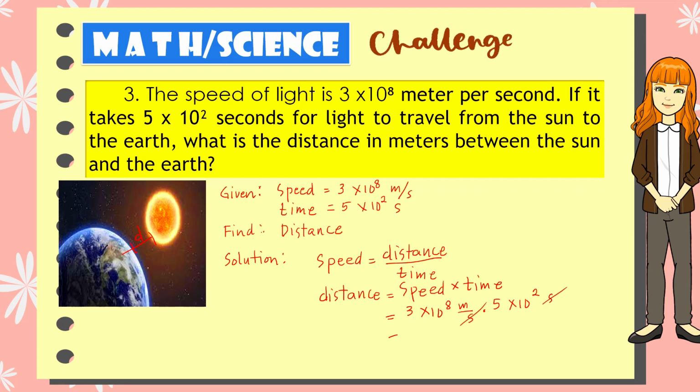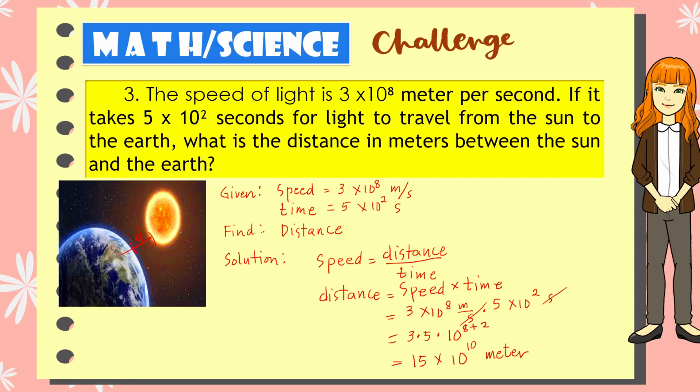So, applying the rules of exponent. So, 3 times 5 times 10 to the 8 plus 2. Because we will multiply, so add the exponent. So you will have 15 times 10 raised to the 10th power meter.